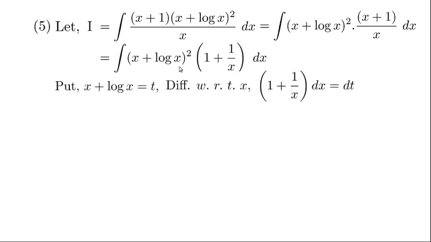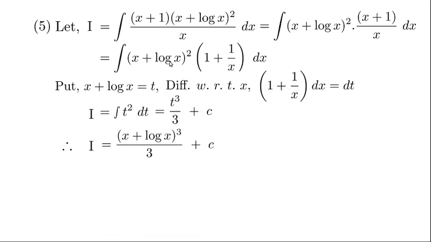So we substitute x plus log x equal to t. On differentiating we get 1 plus 1 upon x dx equal to dt. Therefore this part will be replaced by dt. So the problem becomes t square dt, integration of which is t cube upon 3 plus c, and now put back the value of t, that is x plus log x the whole cube upon 3 plus c.